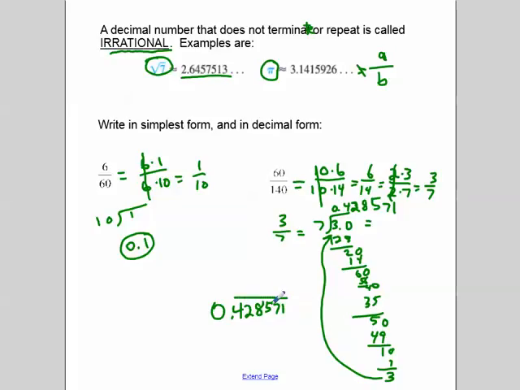Anything divided by 7, if it's not a multiple of 7 divided by 7, is going to be a repeating decimal, looking something like that. 0.428571.